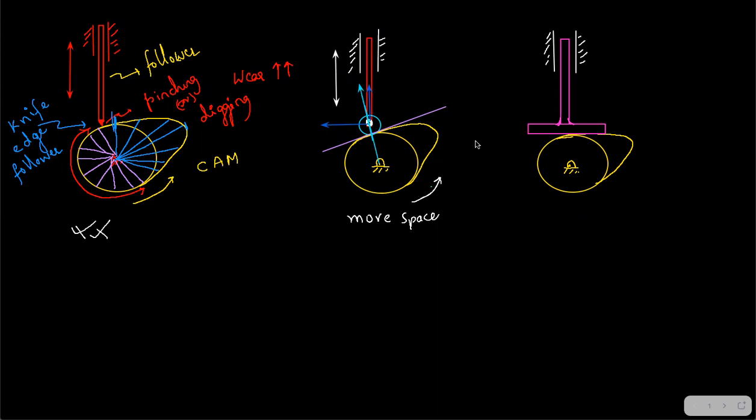Since it is not desirable, what we did is we started using the flat face follower, where if you check at any point, the common normal is in the upward direction. Fine. See, this is the tangent. The tangent is the flat face itself, right? Wherever the flat face is touching, it is the tangent to the cam or the curved surface. Perpendicular to that tangent is the normal, right? So you have this normal, which is in the upward direction. Wherever it is in contact, this is also normal.